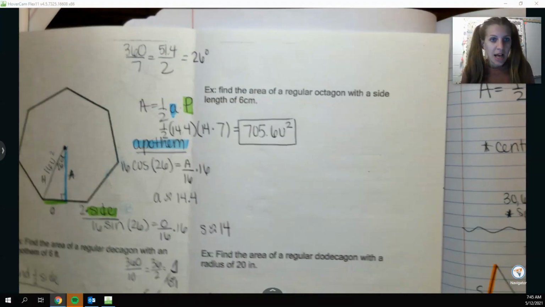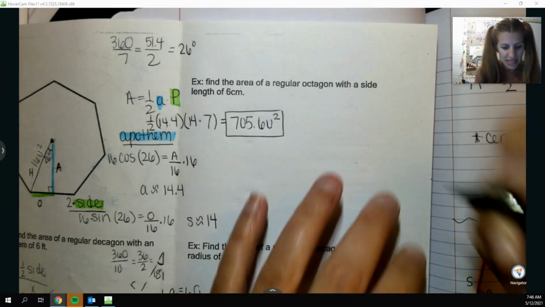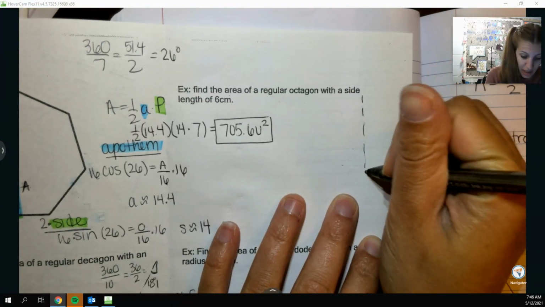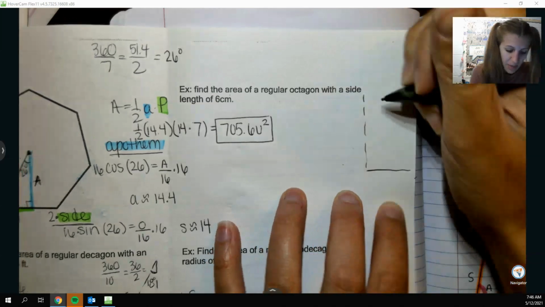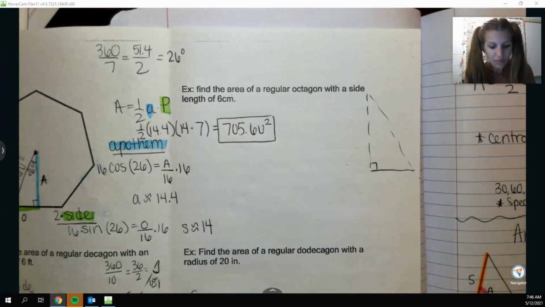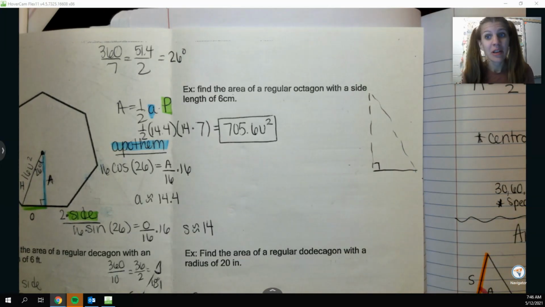Alrighty, let's try another one without a picture. Find the area of a regular octagon with a side length of 6. I'm not very good at drawing octagons, but drawing a right triangle is no problem. I know I drew it the other way, but I just wanted you to see that it doesn't matter which way your right triangle's facing.